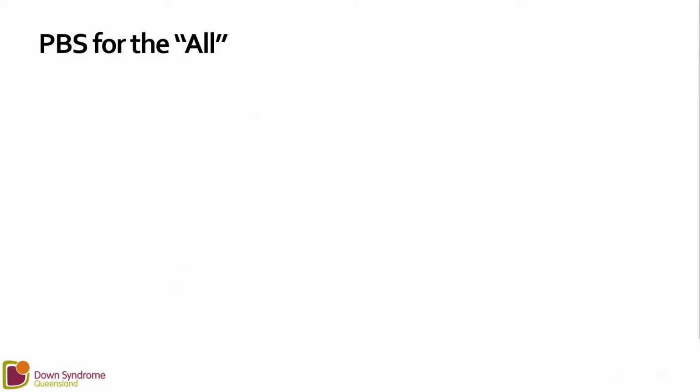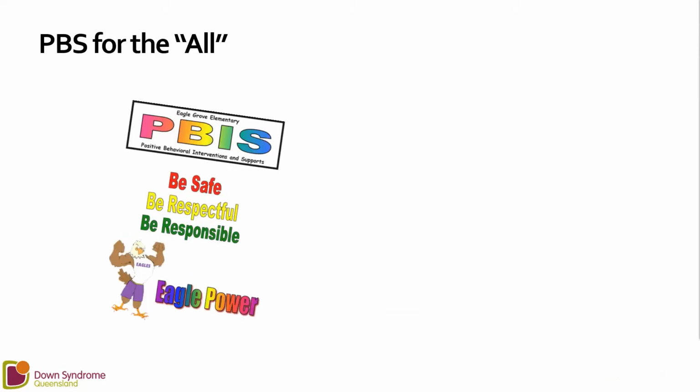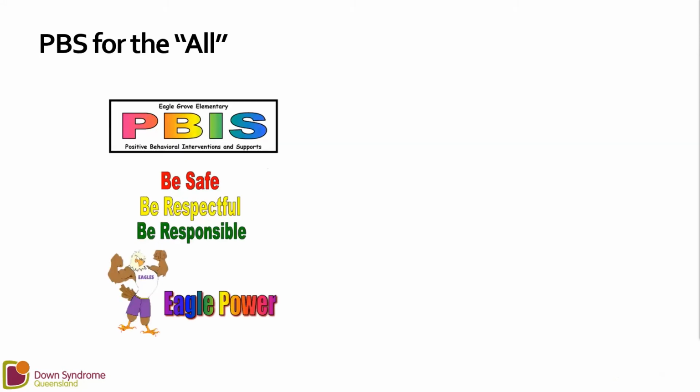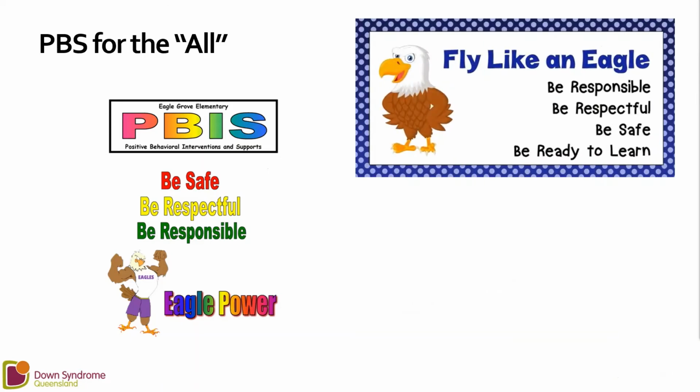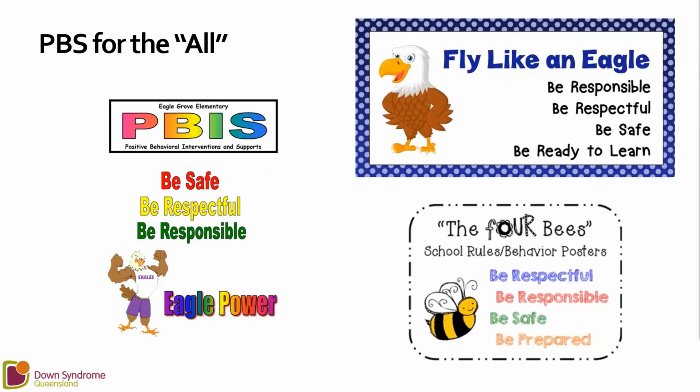So you might use things such as, so Eagle Grove Elementary School has be safe, be respectful, be responsible. Or they might have something like this, using the school motto mascot. Or the 4 Bs, for example, be respectful, be responsible, be safe, be prepared. Most schools tend to do this sort of thing.